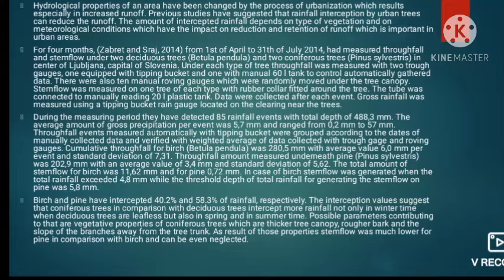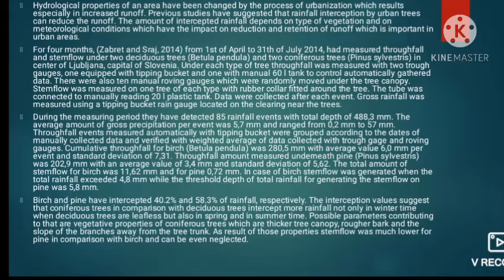There were also 10 manual roving gauges, which were randomly moved under the tree canopy. The stemflow was measured on one tree of each type, with a rubber collar fitted around the tree. The tube was connected to manually read plastic tanks. Data were collected after each event. Gross rainfall was measured using a tipping bucket rain gauge located on the clearing near the trees.